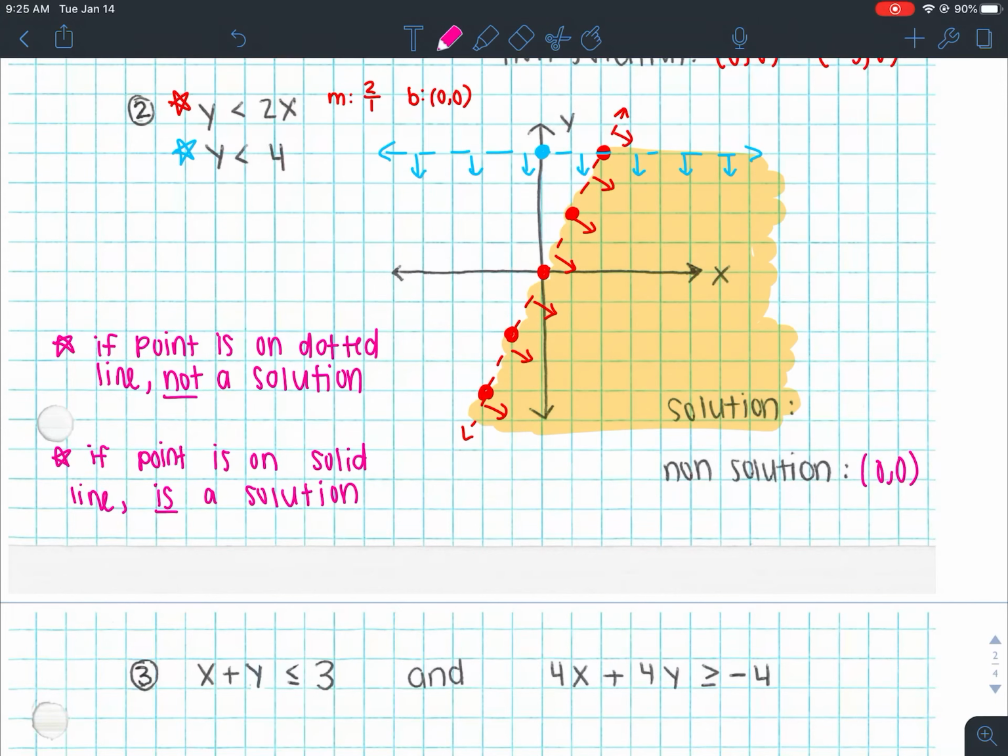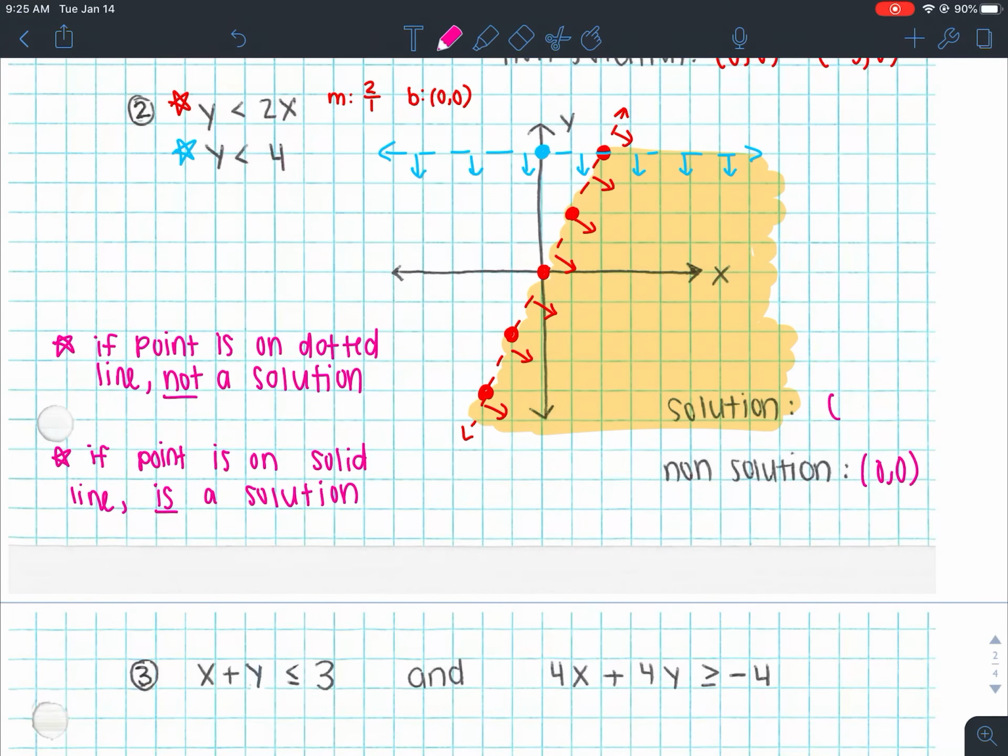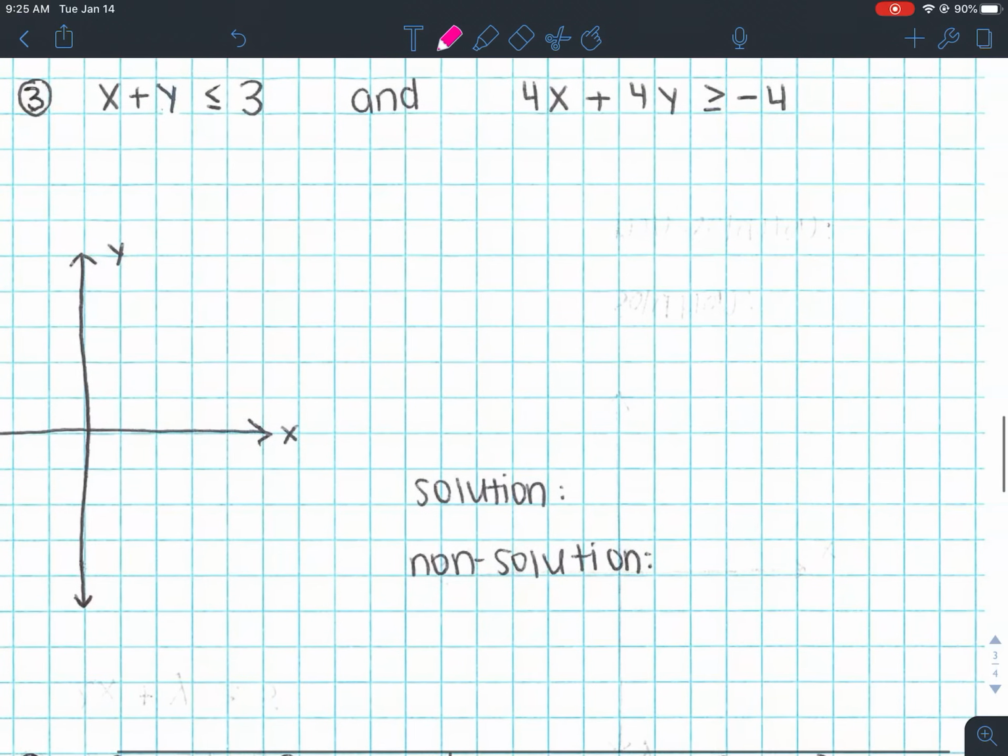Okay. Well, what would be considered a solution? Maybe the point, I don't know, 5, 0, right? Because it's out here. Is that 5? Yeah, that's 5, 0. 5, 0 is considered a solution because it's in the shaded region. But like for the example, 0, 0, even though it's on the line, it's not a solution. The point 1, 2, again, still not a solution. All right, moving on to number 3.